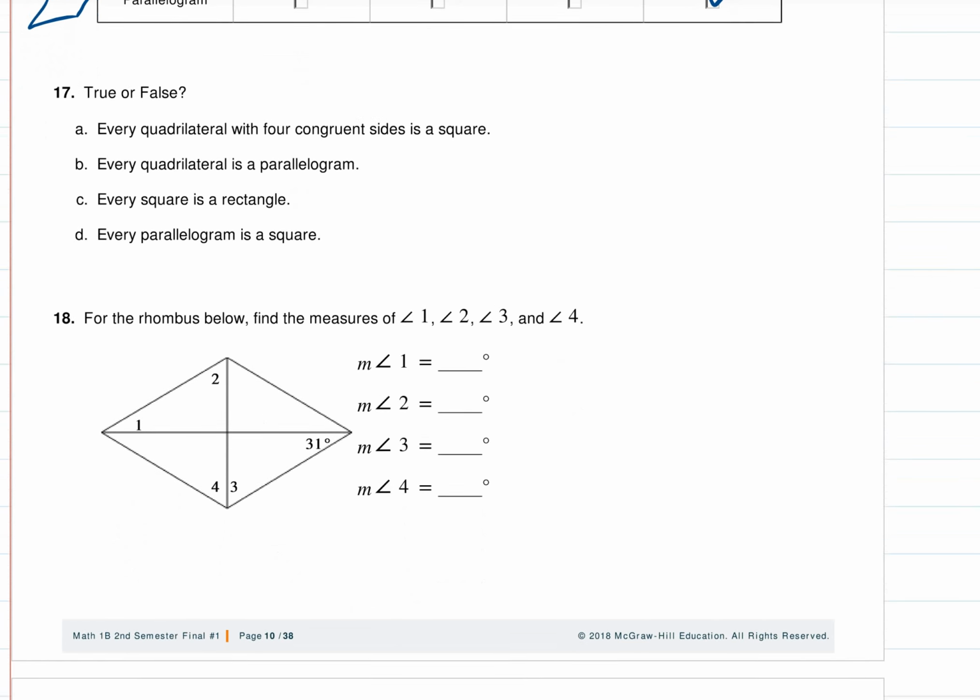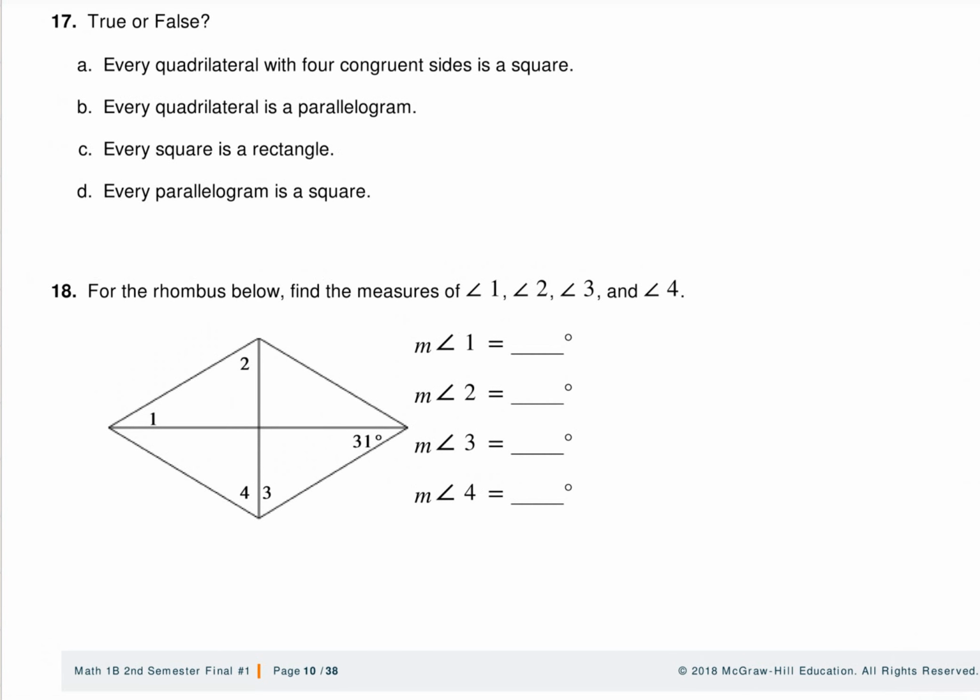Number 17. True or false? Every quadrilateral with 4 congruent sides is a square, which is not true. A quadrilateral with 4 congruent sides can be a rhombus, but it's not a square until it has a right angle. 4 congruent sides with a right angle. That is a false statement.